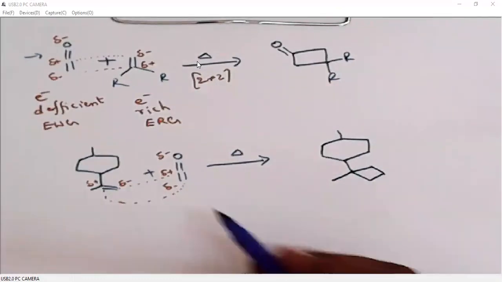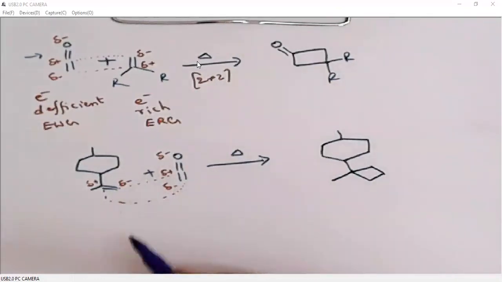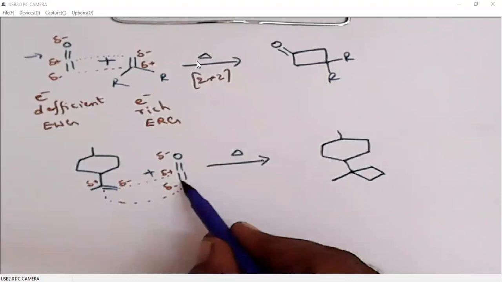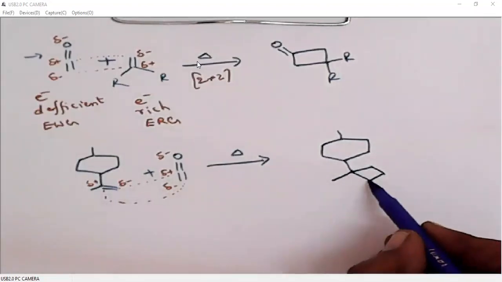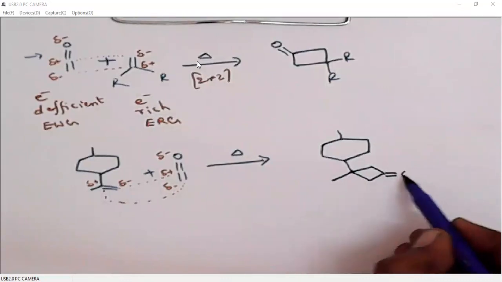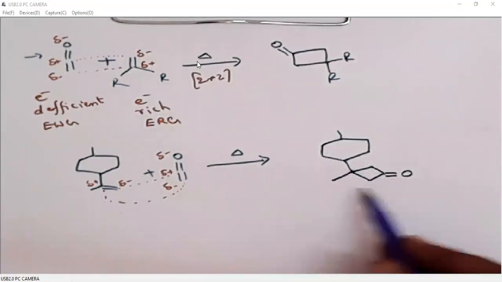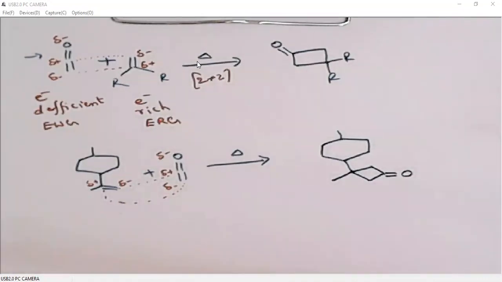Now, where is this carbonyl? This carbonyl is attached to this carbon, and the next carbon we have. So this is attached to a carbon, and this is the carbonyl carbon. So this is how we can predict the position of substituents in a 2+2 cycloaddition. Please take the notes.